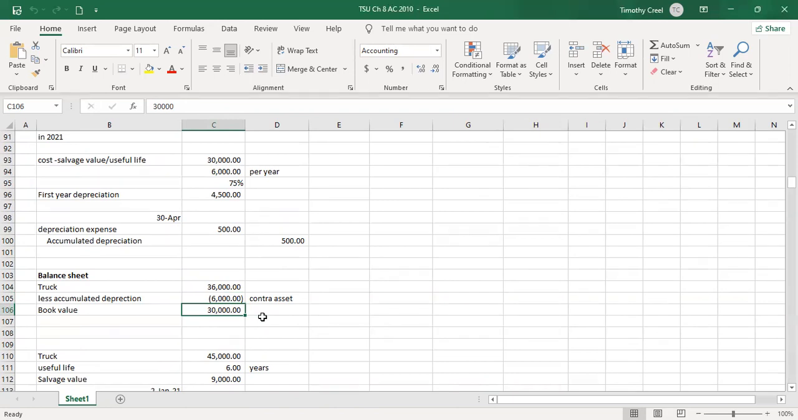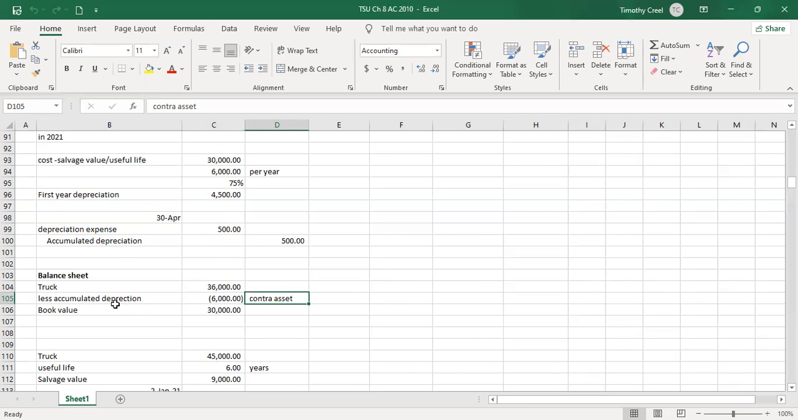Now, the reason we do it this way in accounting is this allows those that use or look at the financial statements to see how old an asset is. If the book value is close to the cost, then it's a pretty new asset. If the book value is far away from the cost, then we would know that this is an older asset that's been mostly depreciated.